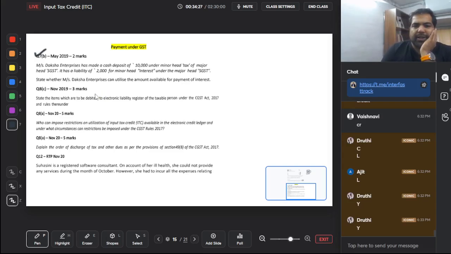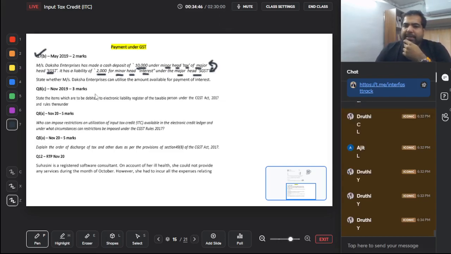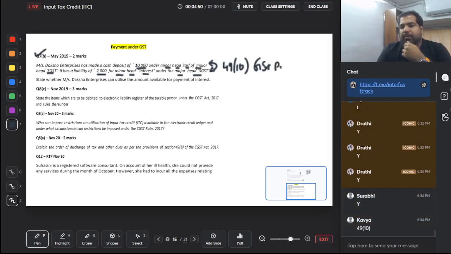Please read the question, guys. Please tell me whether she can move the amount. Messrs. Daksha has made a cash deposit of 10,000 under minor head tax of major head SGST. It has a liability of 2,000 under minor head interest of major head SGST. Guys, can she move the money from one to the other in the cash ledger? Yes, there is a section called 49(10) and there is a GST PMT-09.